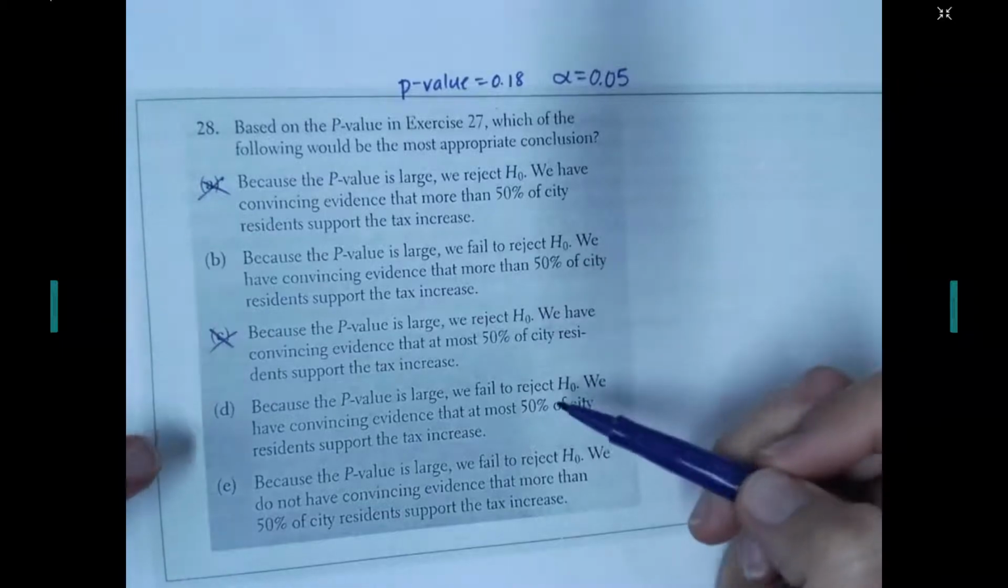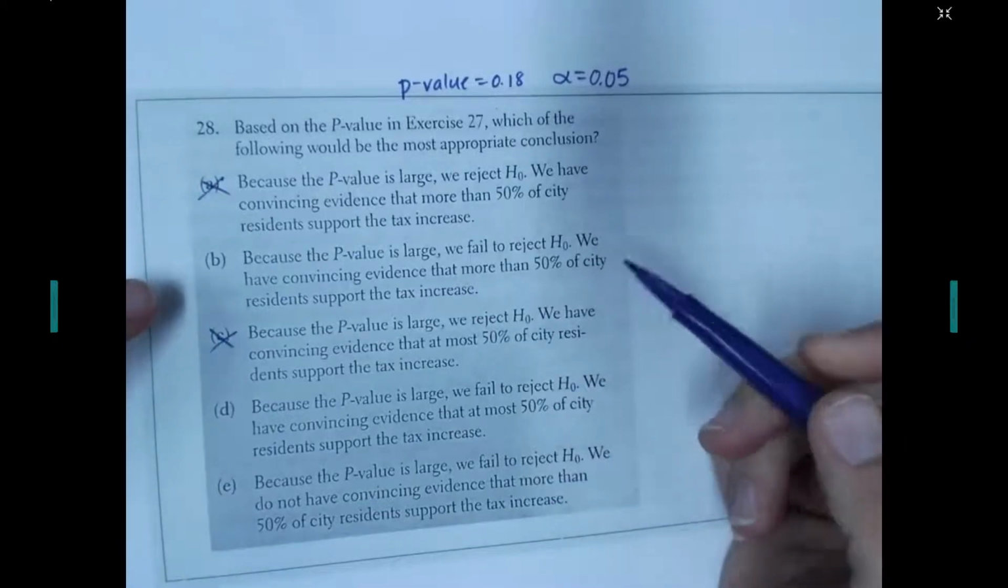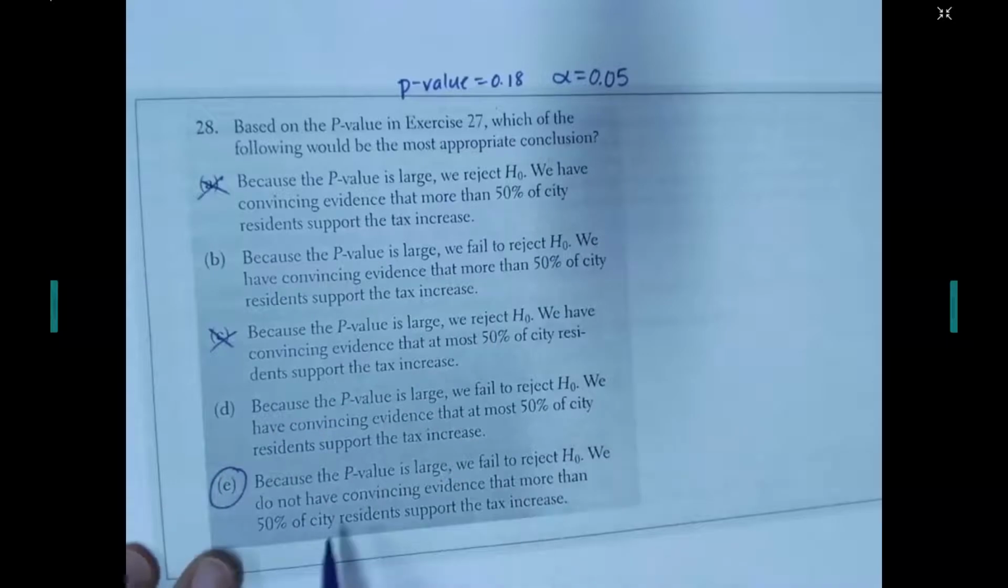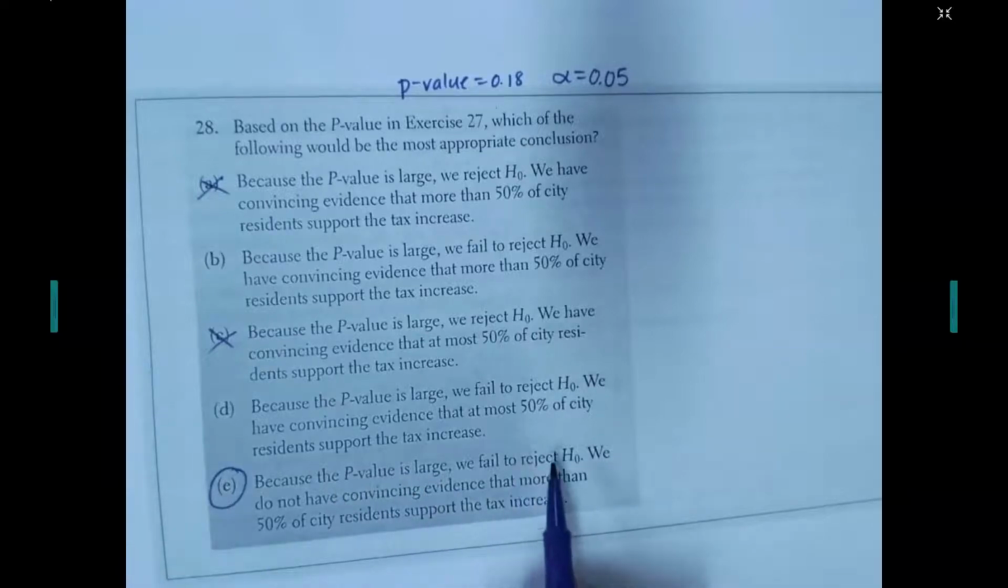Okay, so now it leads me down to here. If I fail to reject the null, then do I have convincing evidence of anything? No. If I fail to reject the null, if my p-value is large, I do not have convincing evidence of what we're testing. You're always going to write your conclusion in terms of the alternative hypothesis. Because the p-value is large, we can't reject the null. We do not have evidence for the alternative. All right?